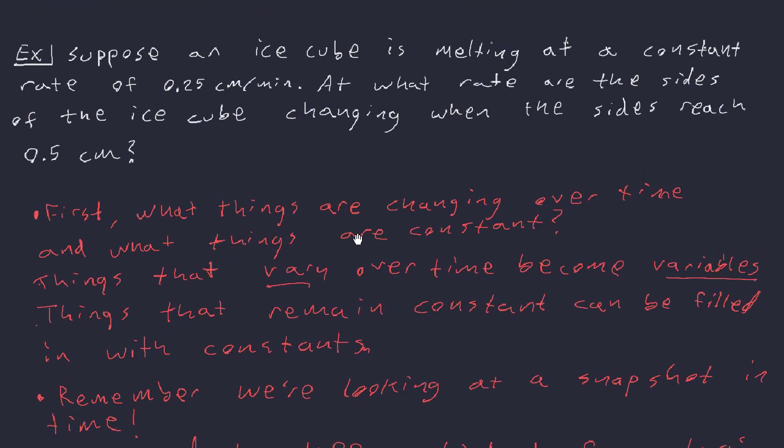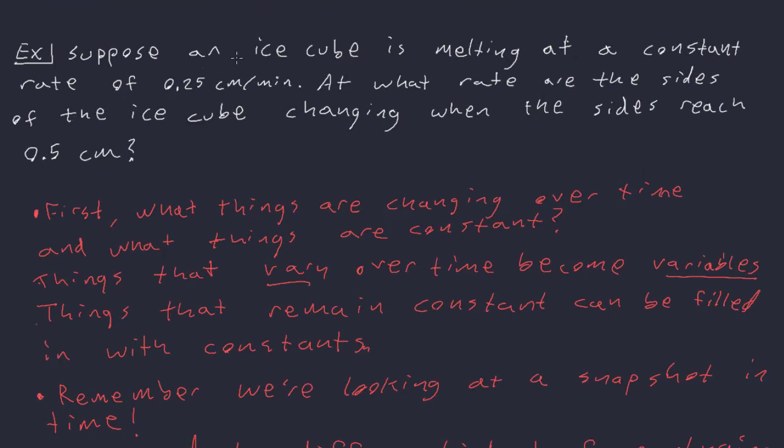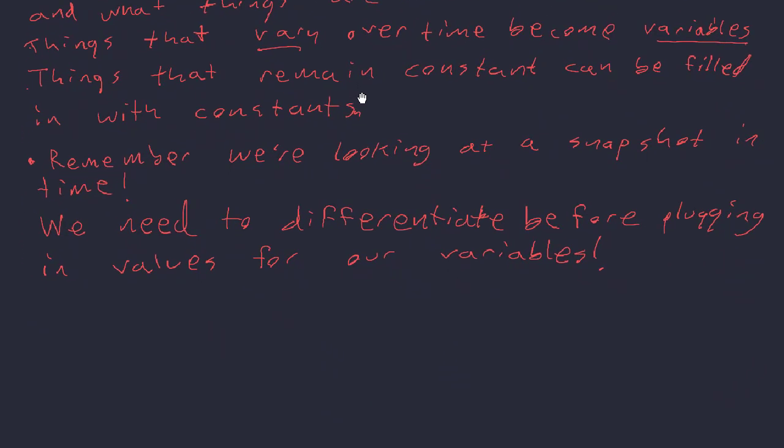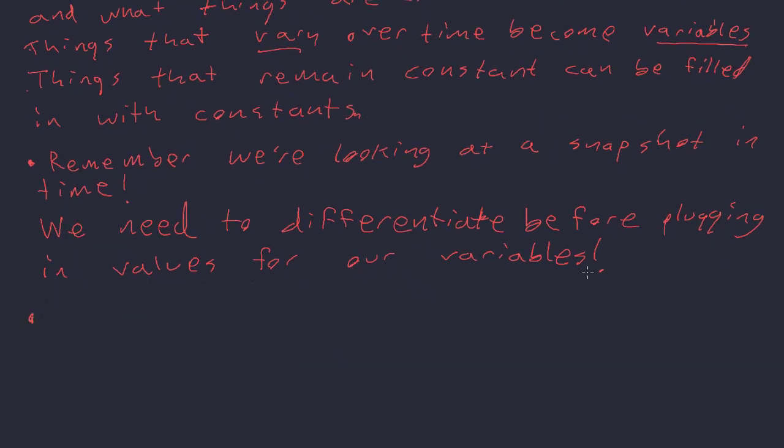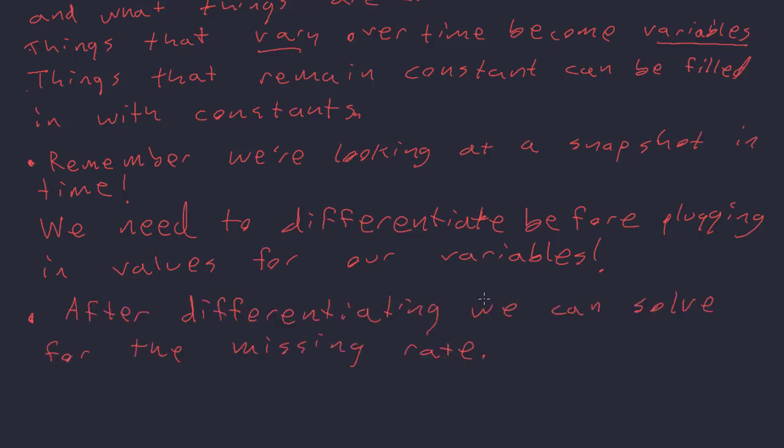Here, we're told that the ice cube is melting at a constant rate. At what rate are the sides of the ice cube changing when the sides reach 0.5 centimeters? We're not going to put 0.5 centimeters in immediately, because the sides are changing. After differentiating, then we can plug in the values and solve for the missing rate.